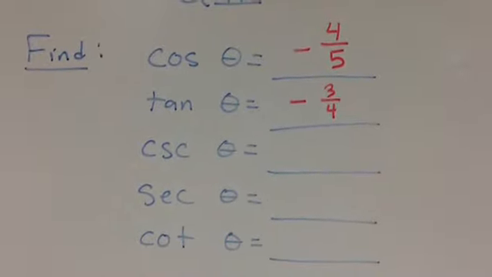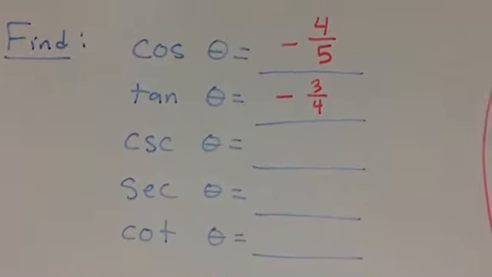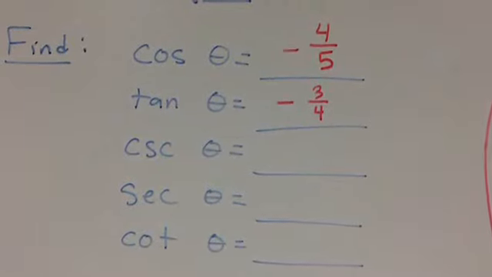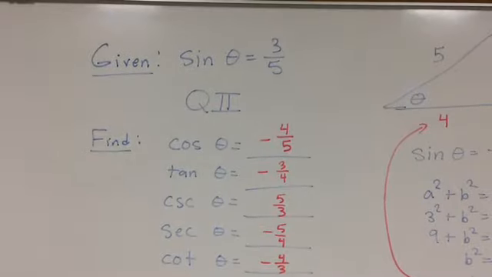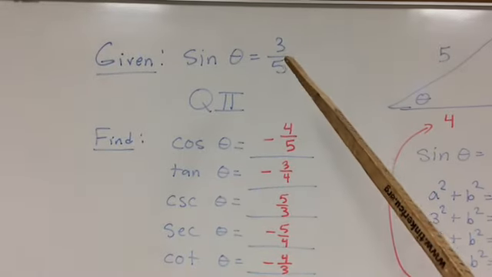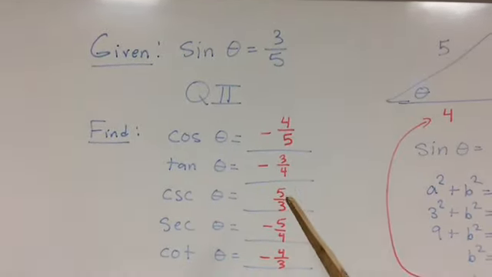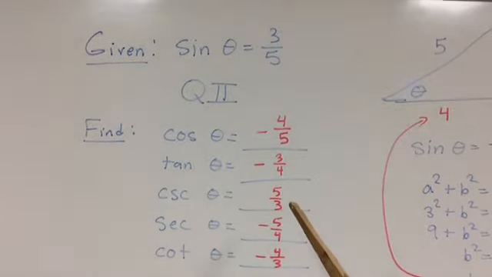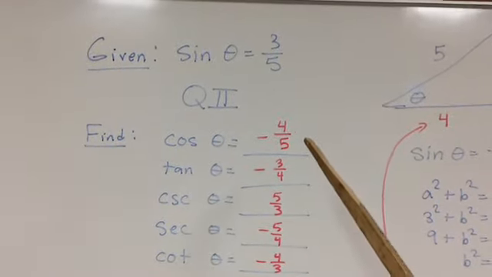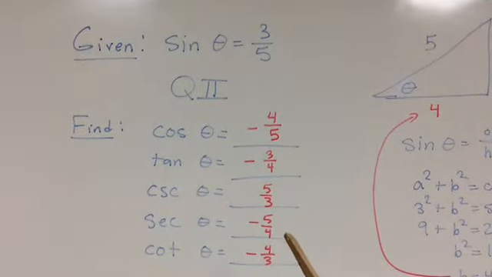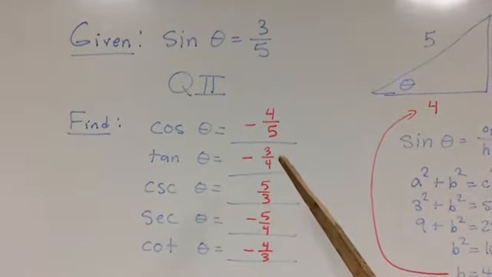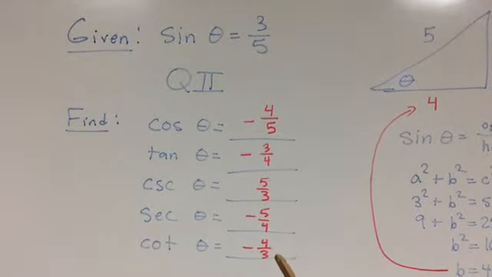The remaining 3 trig functions are the reciprocals of sine, cosine, and tangent. By taking the reciprocal of sine, we get cosecant, 5/3. The reciprocal of cosine is secant, negative 5/4. The reciprocal of tangent is cotangent, -4/3.